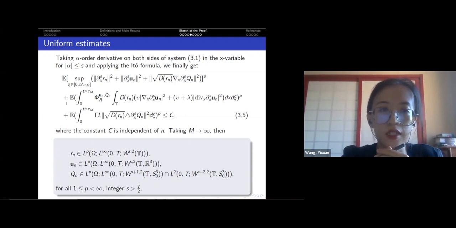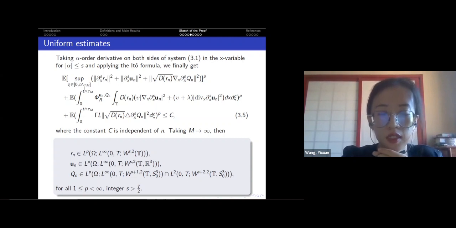The next thing is that we need to pass n to infinity. For this, we need to get an estimate that is independent of n. So we take all the derivatives on the momentum equation and apply Ito's formula. We can get these bounds.